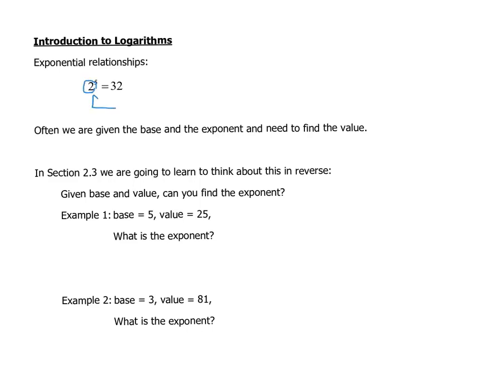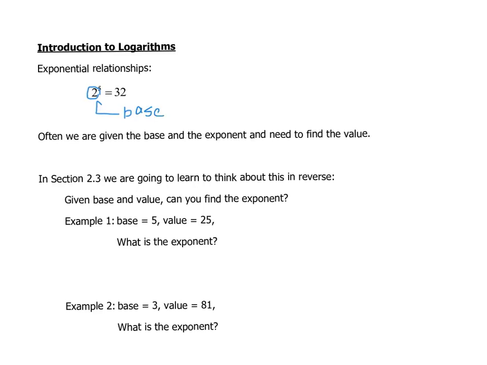That 2 is called our base. This 5 that's in the exponent, that's our exponent. And the 32 is our value. Typically what we've been doing is I give you the base and I give you the exponent, and then you have to figure out the value.